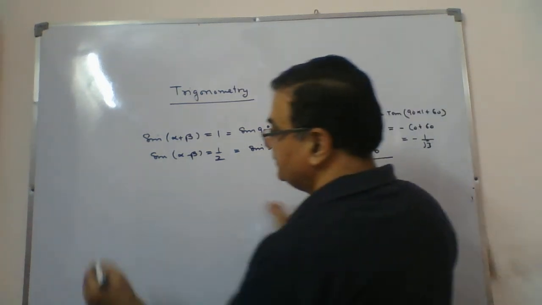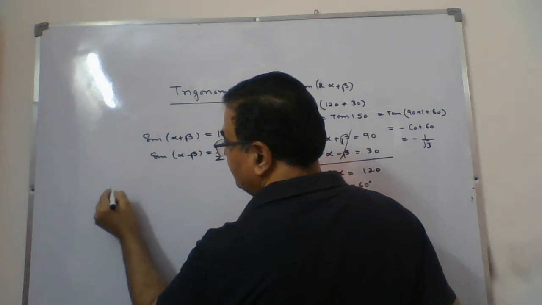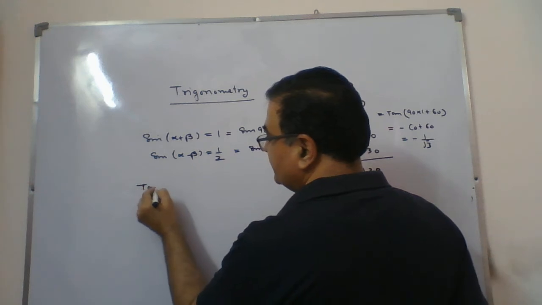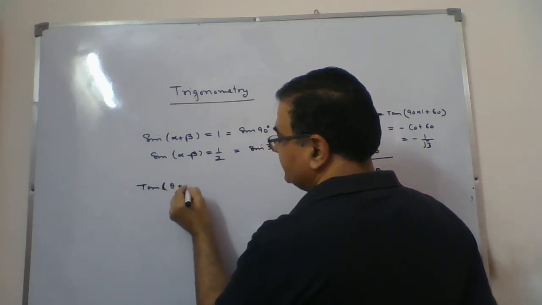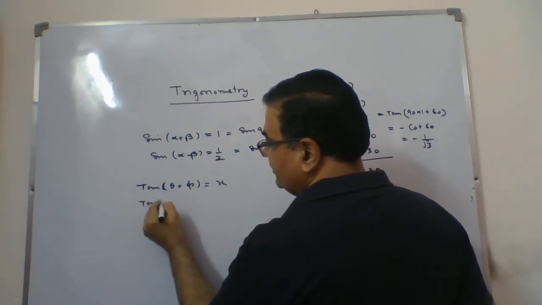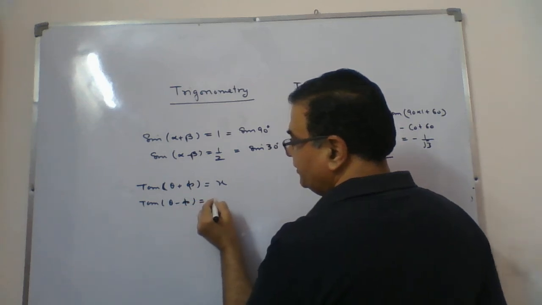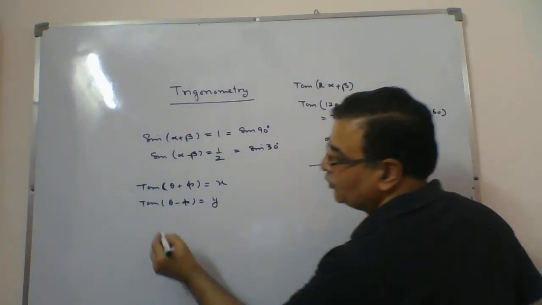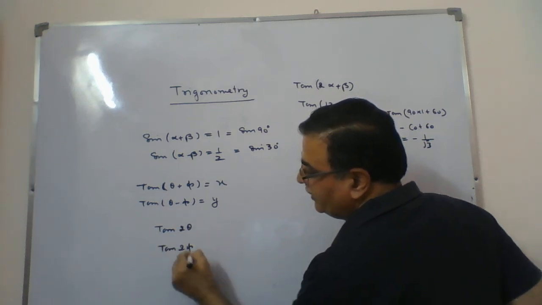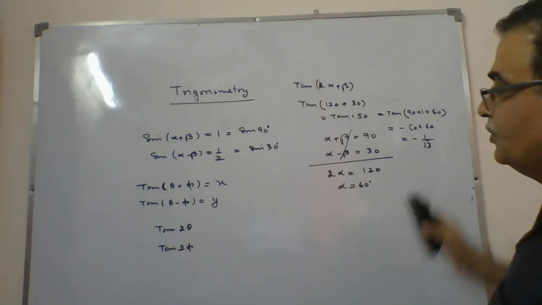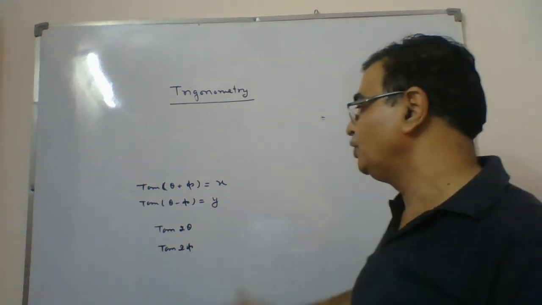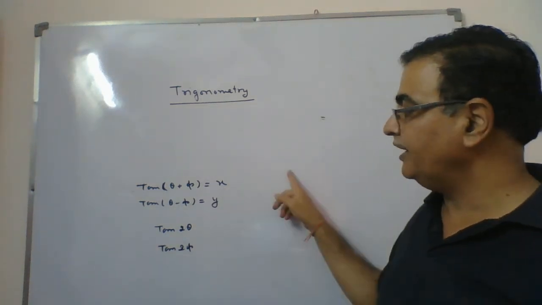What that says, if tan(theta plus phi) comes out to be x, and tan(theta minus phi) is coming y. And now my question is, find out what is tan 2 theta and what is tan 2 phi. Now this is another question. Now in this case the problem will come, I can't say theta plus phi is x. What that x is we don't know. So the angle you can't get. You can't write this as tan.